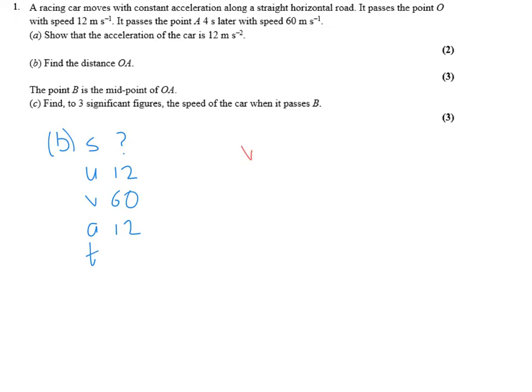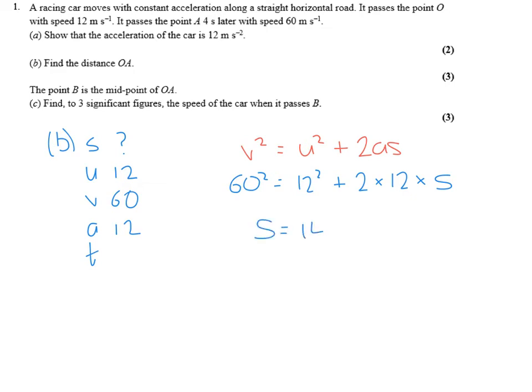Our formula for that is V squared equals U squared plus 2AS. So 60 squared equals 12 squared plus 2 times 12 times S. So you're going to rearrange that, and that will give you that S is 144 metres.